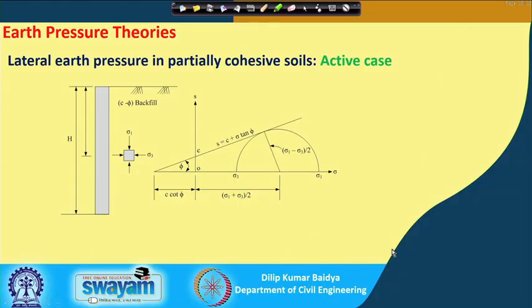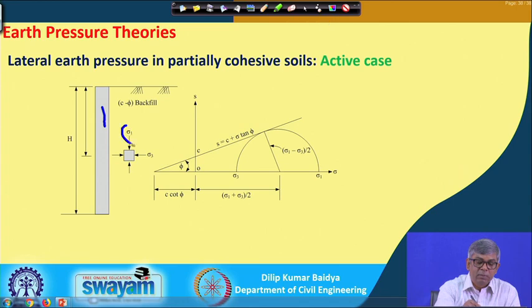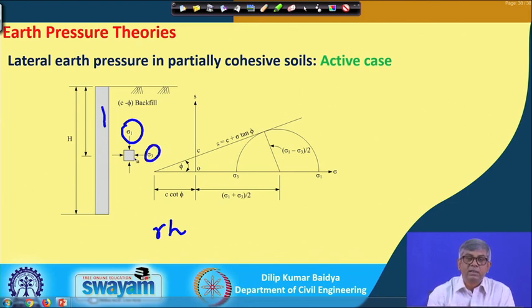So, let me see this case of active earth pressure. This is the wall, and this is behind the wall, the backfill of c-phi soil. As usual, I can find out sigma 1 by the normal procedure. Sigma 1 is nothing but gamma multiplied by h, and then I have to find out sigma 3, which is nothing but the lateral pressure or earth pressure.